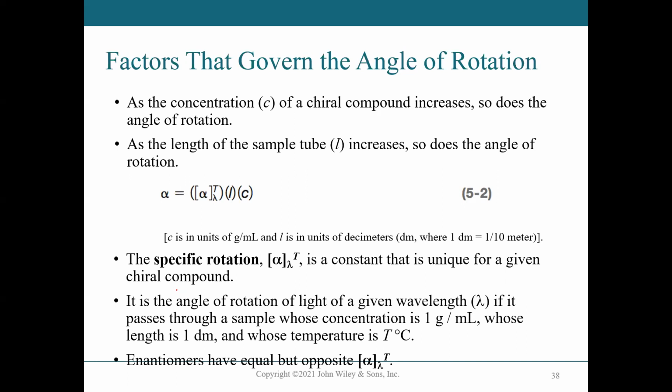So, factors that govern the angle of rotation. As the concentration of a chiral compound increases, so does the angle of rotation. As the length of the sample tube increases, so does the angle of rotation. We already talked about how 1 decimeter equals 1/10 of a meter, and 1/10 of a meter equals 10 centimeters. The specific rotation is a constant that is unique for a given chiral compound. You don't have to memorize these things. You'll see that you're only going to be required to do some basic calculations.